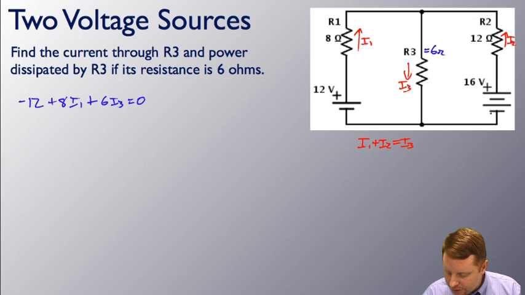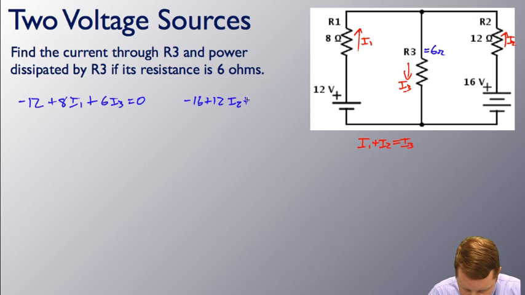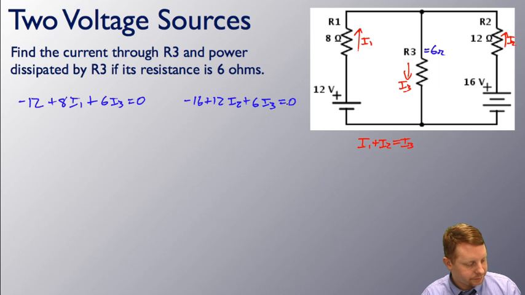We can do the same thing on the right-hand side, but now I'm going to start down here, and the first thing I see as I go counterclockwise is the negative side of the battery, so negative 16 volts plus 12 I2 plus 6 I3 brings me back to where I started, so that must be equal to 0.